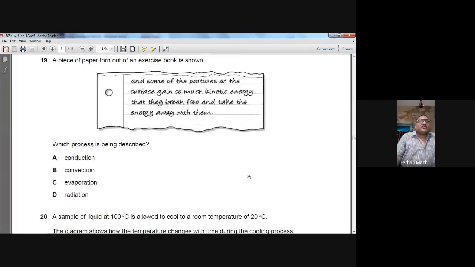Question number 19 is on your screen. Some of the particles at the surface gain so much kinetic energy that they break free and take the energy away with them. Which process is being described? It's clearly evaporation. In evaporation, the particles which have higher kinetic energy leave the surface of the liquid, leaving behind less energetic molecules. He's talking about evaporation. So question number 19, the option is C.